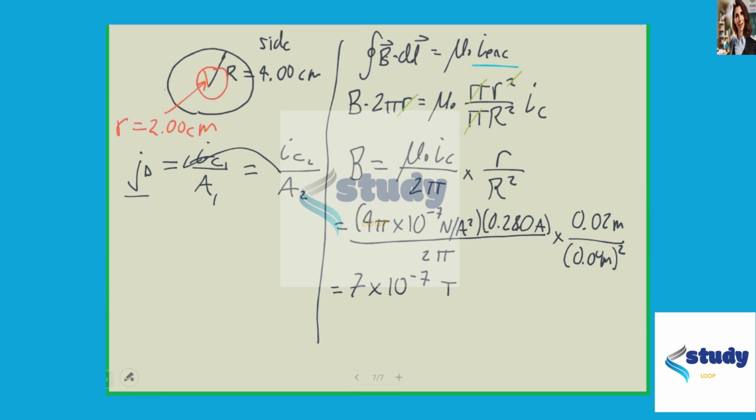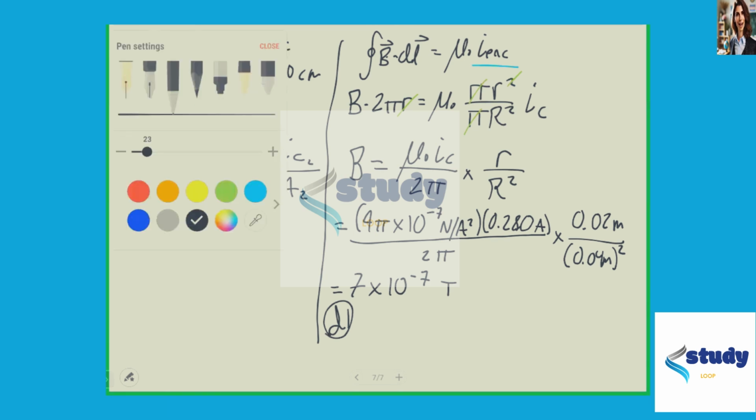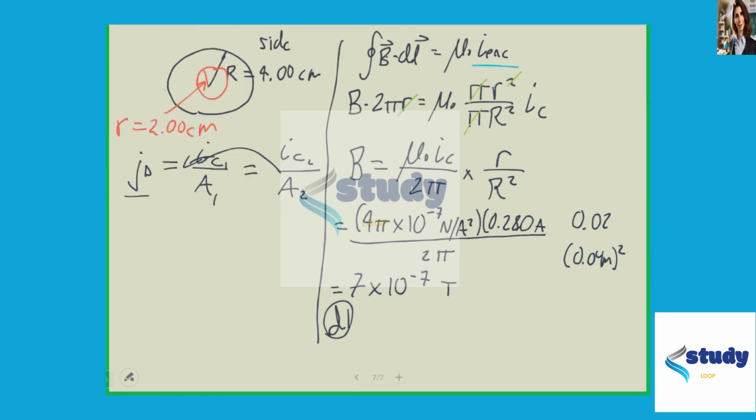Okay. And then for D, the only number that's different is this one. So all we have to do is divide our answer from C by 2, because all we're doing is dividing this number by 2. Instead of the radius being 0.02 meters, it's 0.01 meters. So therefore, we can quickly see that in this case, the answer is going to be 3.5 times 10 to the minus 7 Tesla. And that's the full solution to the problem.